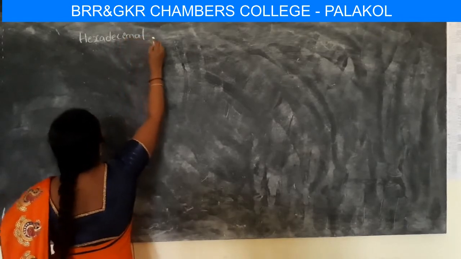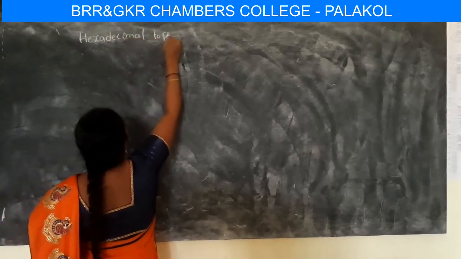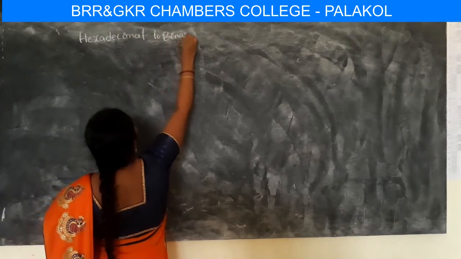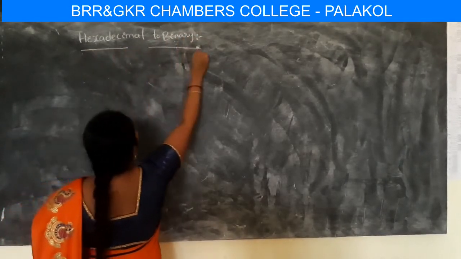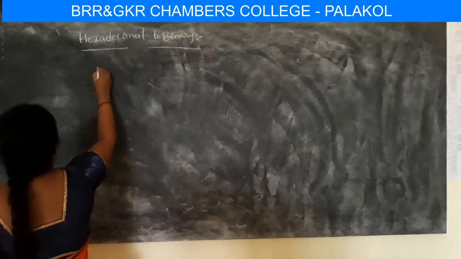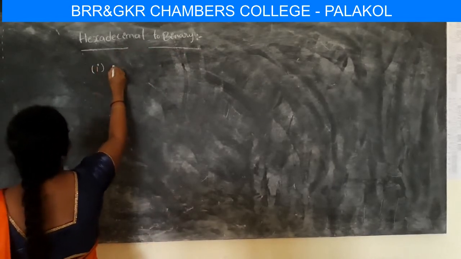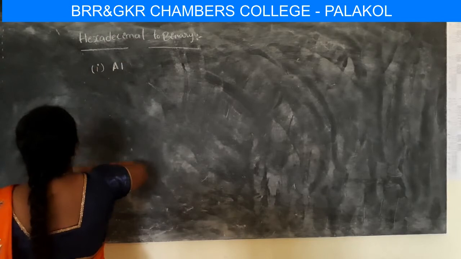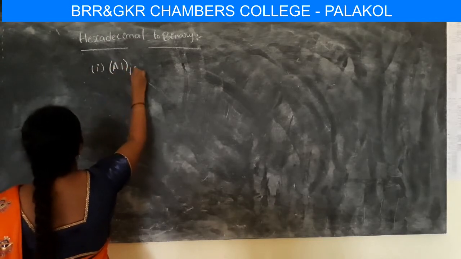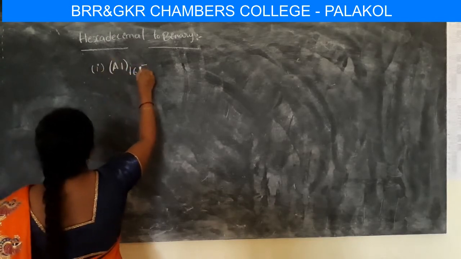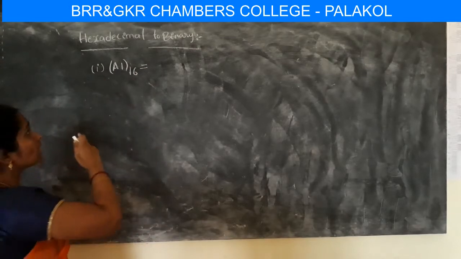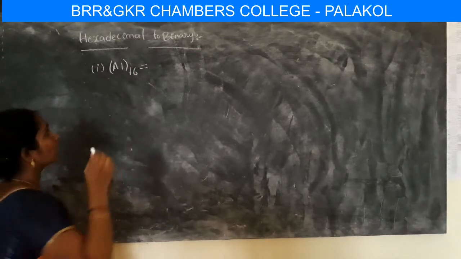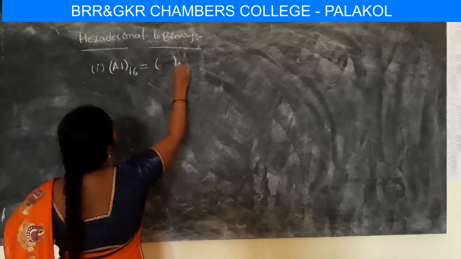Hexadecimal to binary. Okay, so here I consider a problem. So that is A1 to the base 16. Here this is a hexadecimal number. This hexadecimal number is converting into a binary.